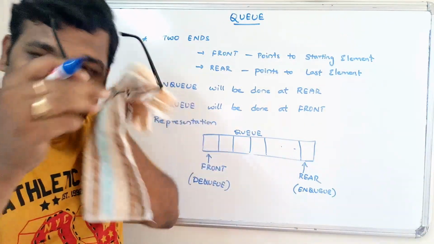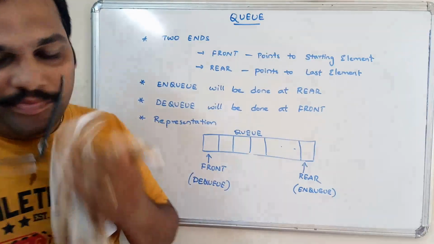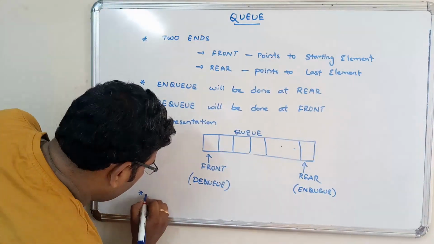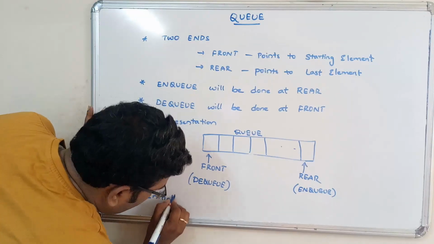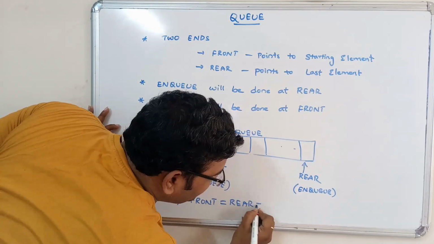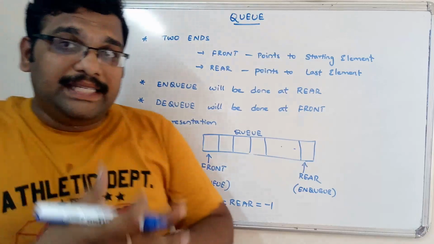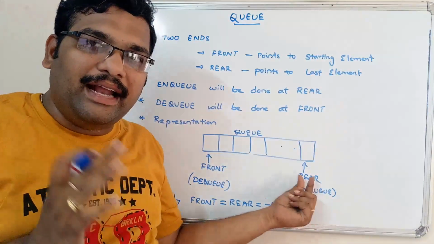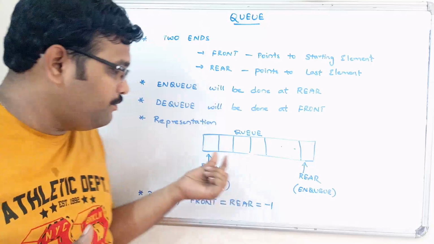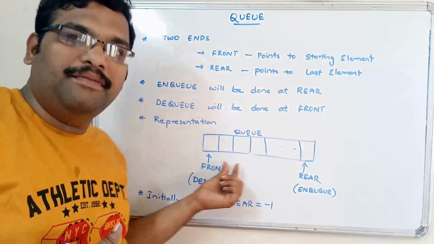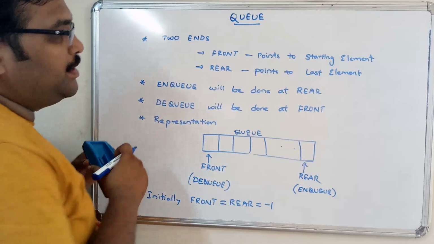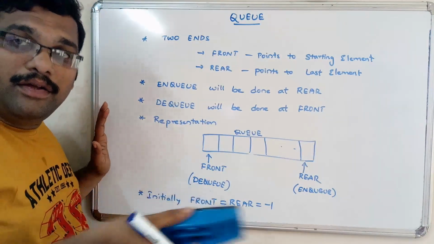Initially the front and rear will be initialized to -1. Initially front is equal to rear is equal to -1. If you want to insert an element, first we need to update the rear and then insert the element. If you want to delete an element, first we retrieve the element which we want to remove, and then we update the front. Hope you understood this one. Now we will go with the implementation part.